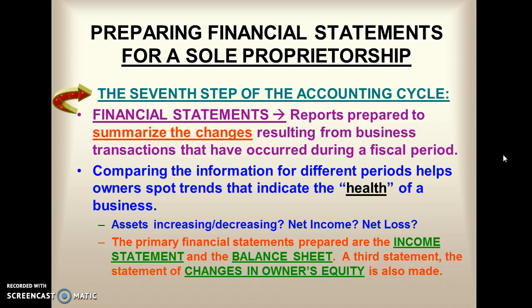We're back. The seventh step of the accounting cycle. Remember the first six. Collect and verify your source documents. Analyze the transactions. Journalize, post, prepare a trial balance, and then, in the previous chapter before I left, prepare a worksheet, the working paper that's going to be used now to prepare our financial statements.